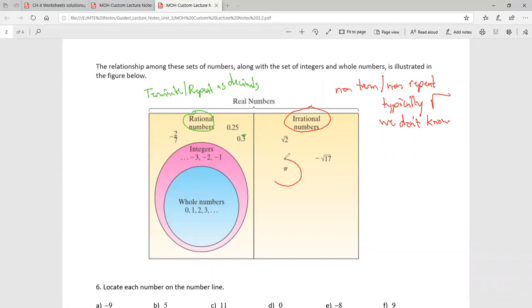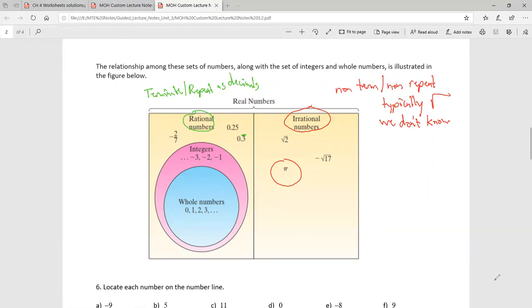Also, pi is irrational because it's non-terminating, non-repeating. 3.14159, I believe 2, and then a whole bunch of other numbers that I don't have memorized. So rational means they terminate or repeat. Irrational means they do neither of those things. And the most common types of irrational numbers are square roots we can't take and pi.